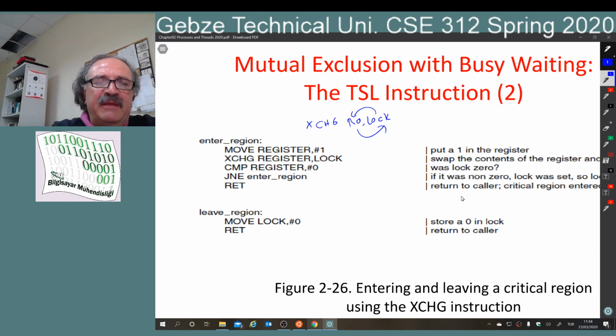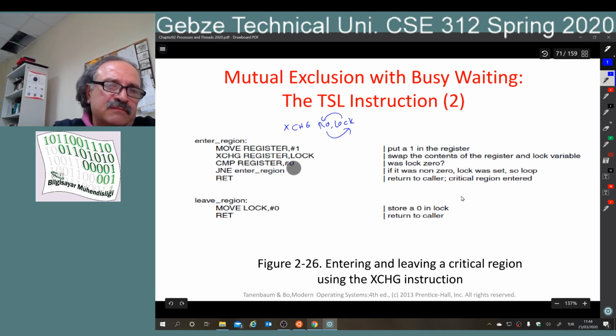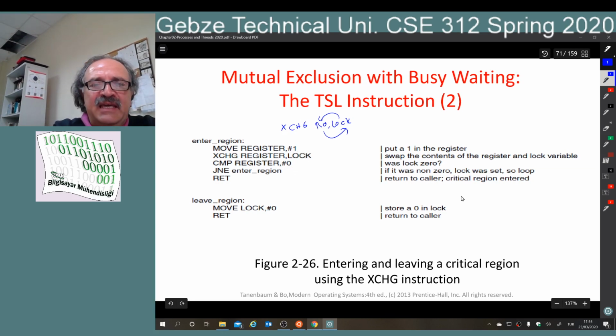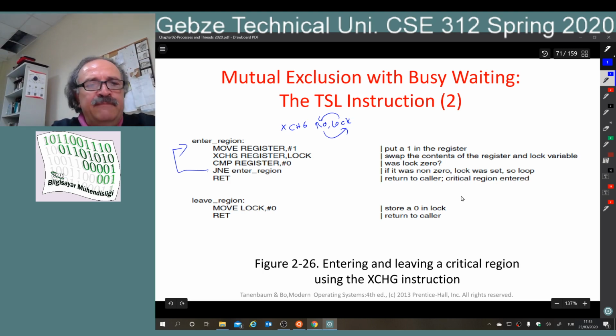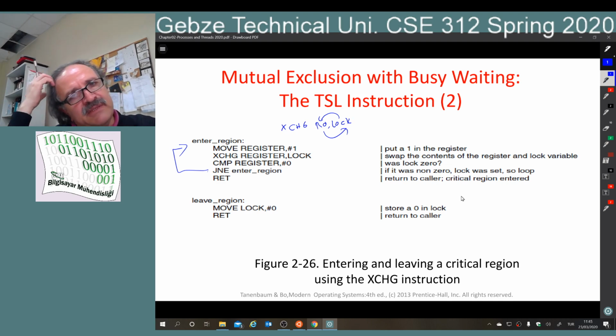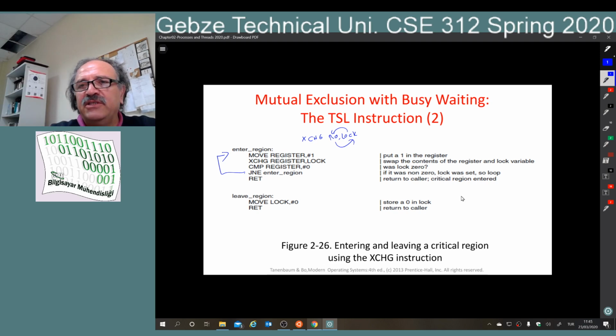And if I'd like to implement the same thing with exchange, this is what I do. I move 1 to register, then I exchange the register value with the lock, and I compare the register value with 0. If I get a 0 from the lock, that means that I can go to my critical region. Otherwise, I need to go to the top of the loop, jump not equal. So, idea-wise, it's very similar. Okay, good. Any questions so far?